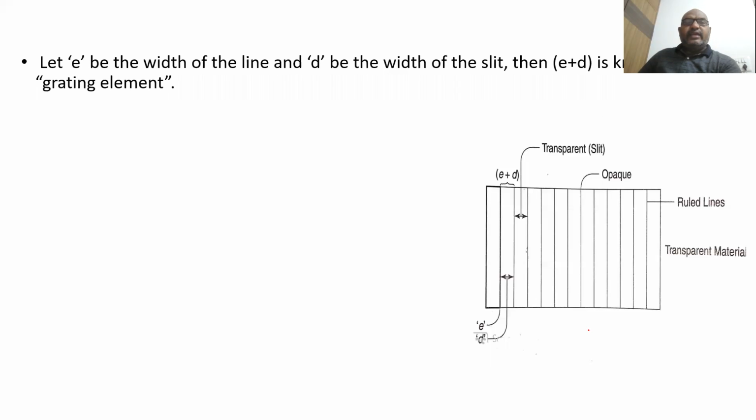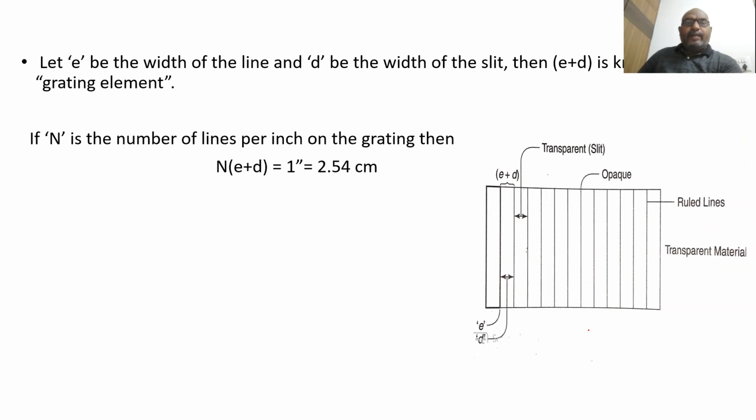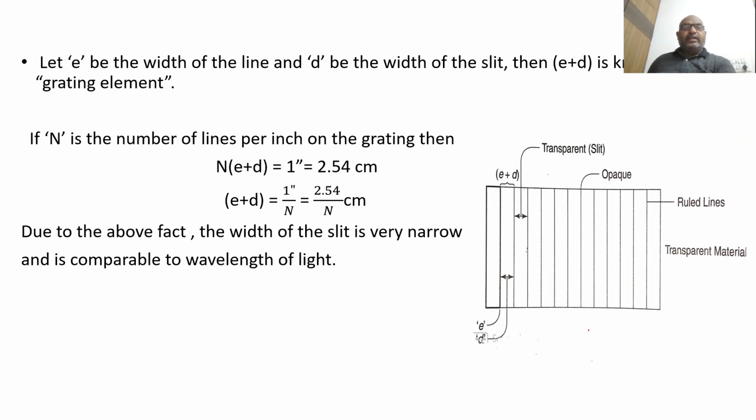In a diffraction grating, let small e be the width of the line and d the width of the slit. Then e plus d is called the grating element. Therefore, if capital N is the number of lines per inch on the grating, then N (e plus d) is equal to 1 inch, which is 2.54 centimeters. Then e plus d is equal to 1 inch by capital N, that is 2.54 by capital N centimeters. That is called the grating element.